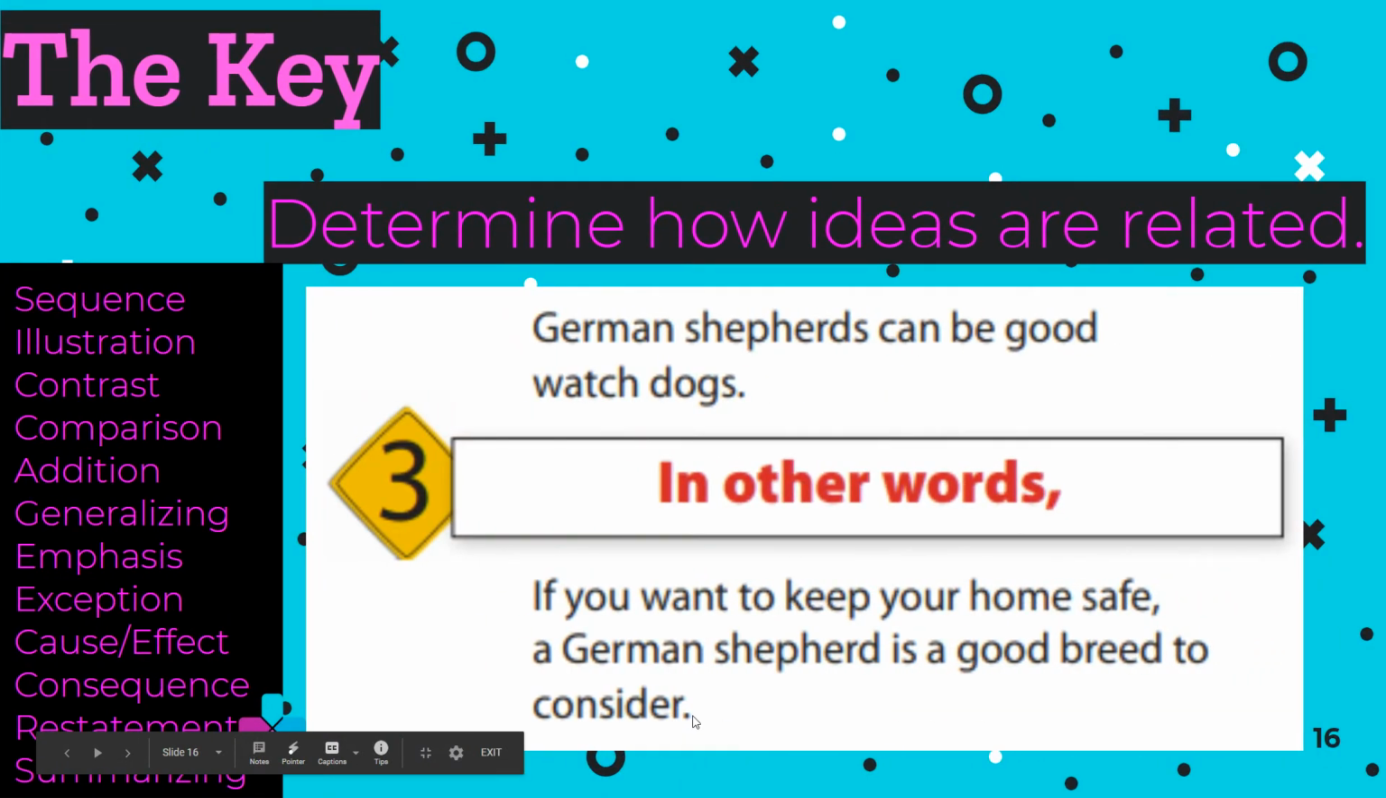German Shepherds can be good watchdogs. In other words, so saying the same type of thing, if you want to keep your home safe, a German Shepherd is a good breed to consider. So it's kind of a restatement here.